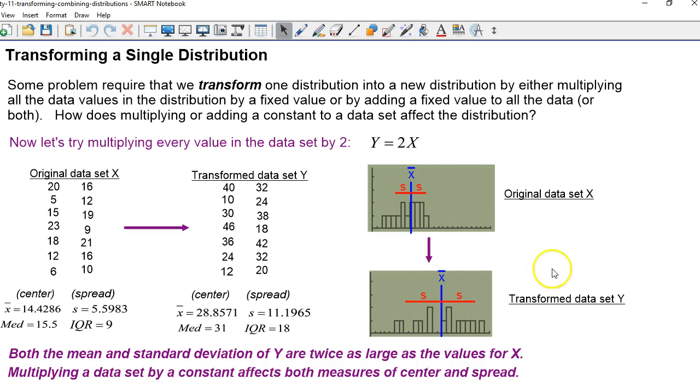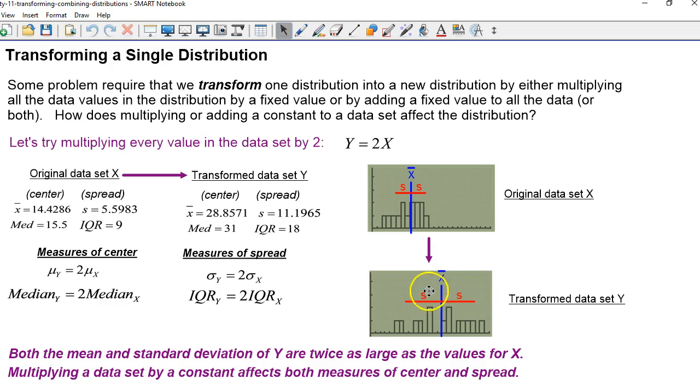What I notice is that the mean appears to be about twice as far up as the original, and the standard deviation appears to be about twice as wide. So both the mean and the standard deviation were affected. If you want to know by how much, we can compare the two. If I take the original mean and multiply by 2 like I did with the data, I get the transformed mean. Same thing for the median. So the measures of center are both double those of the original data.